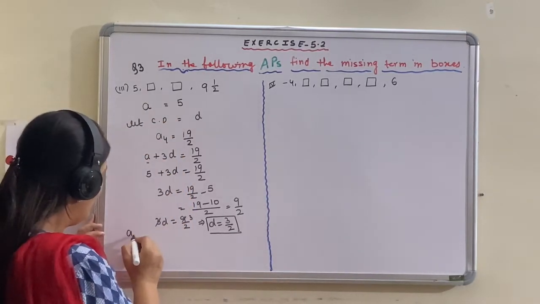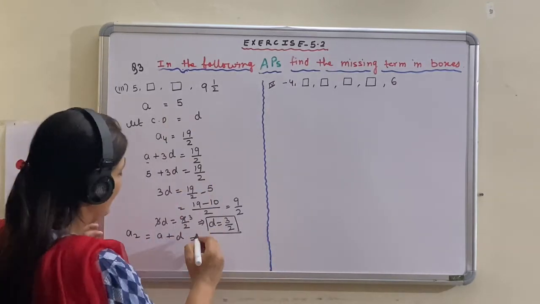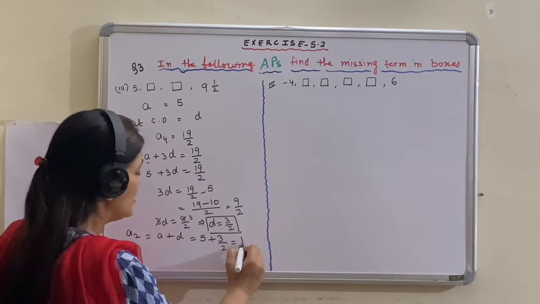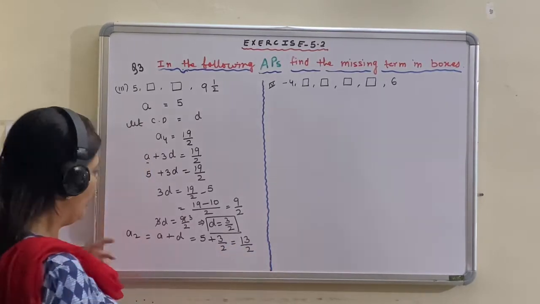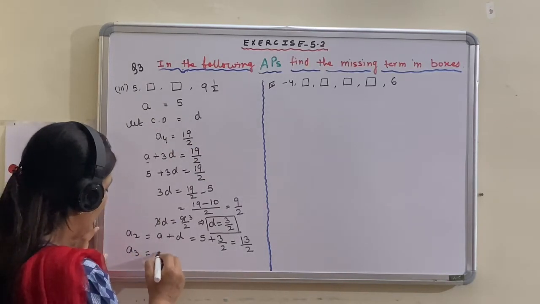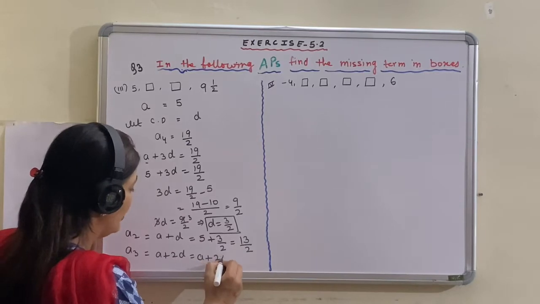And you have to find the second term. So a2 will be a plus d. What is a? A is 5. D is 3 over 2. 5 times 2 is 10 plus 3, 13 over 2. So a2 will be 13 over 2 and a3 will be a plus 2d. It will be a plus 2 into d.